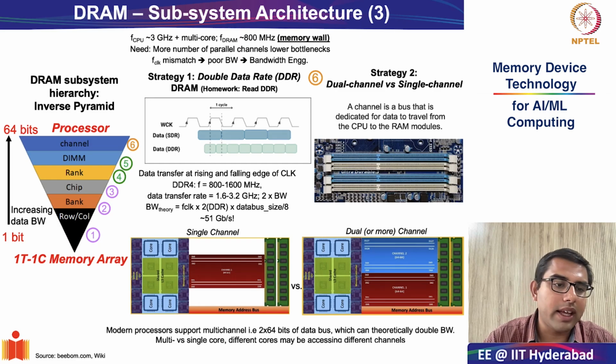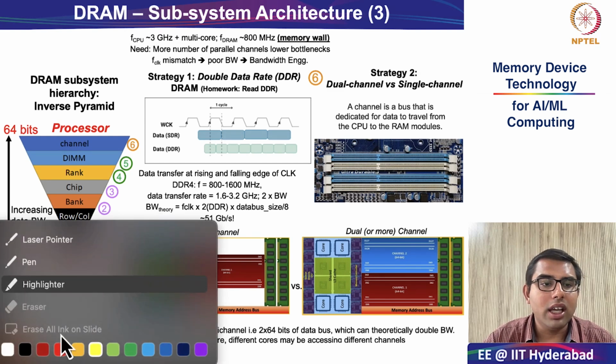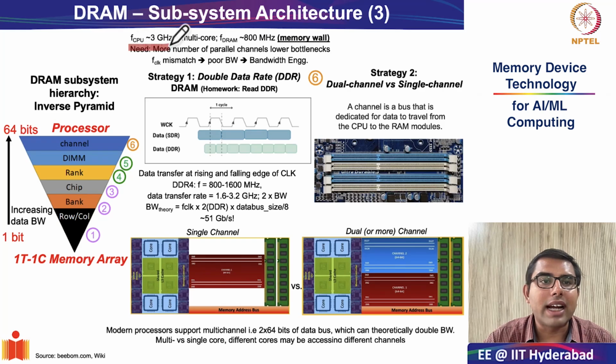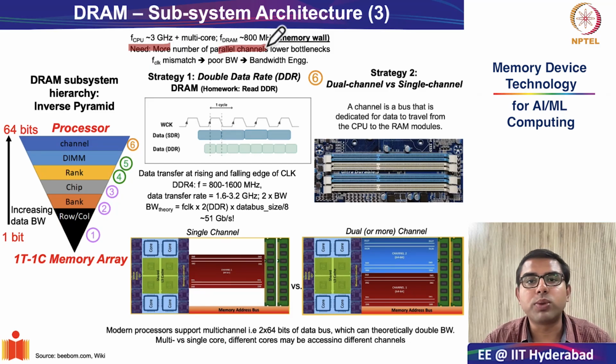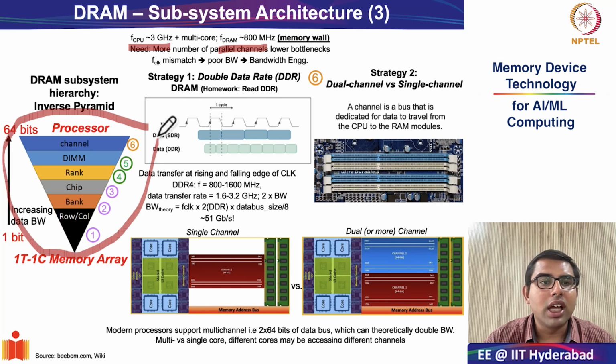We saw that there are big bandwidth mismatches between the CPU and the memory. The CPU works at roughly 3 gigahertz or more, whereas the main memory, which constitutes the DRAM subsystem, works at only 800 megahertz. This mismatch is what is known as the memory wall. To address this mismatch, there were some very interesting innovations that we do at the DRAM subsystem hierarchy in the form of this inverse pyramid.